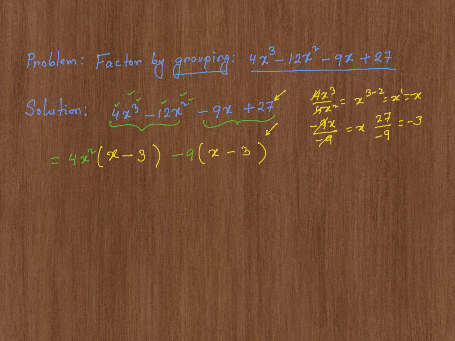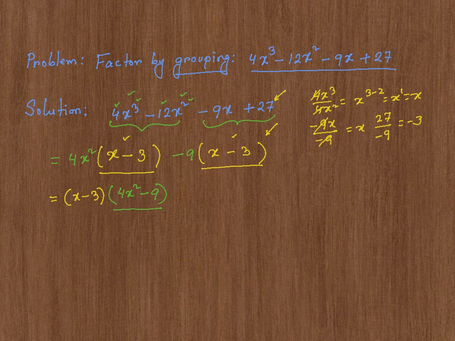Now after doing so, I noticed that I can go further. This first term has x minus 3, second term has x minus 3, so I could factor out x minus 3. If I did that, I'll be left with from the first term 4x squared and from the second term negative 9. Now we are kind of halfway done, however we can go further.